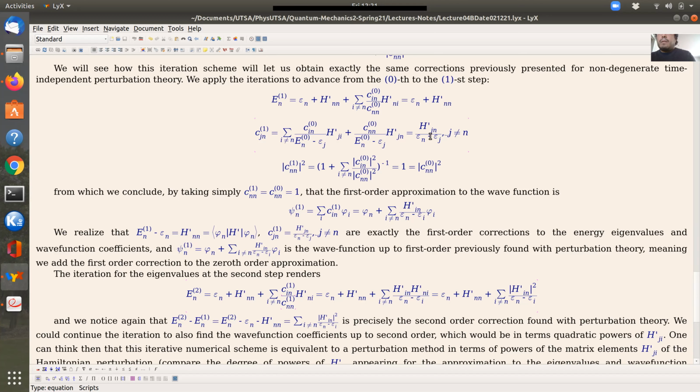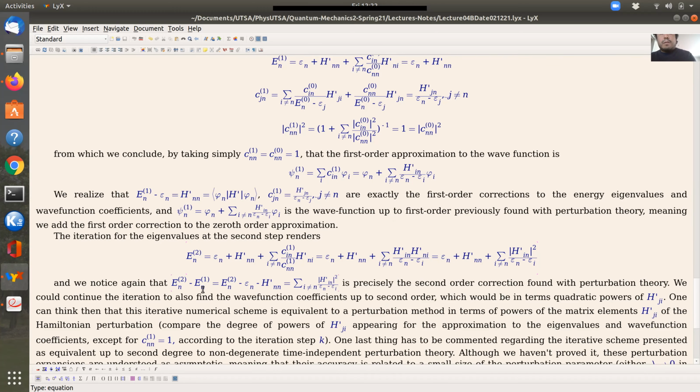So I have to plug in. c_in was h prime in divided by E_n minus E_i. And then this was multiplied by h prime ni. So this is actually interesting because one is the conjugate of the other. And so I have these two terms which haven't changed, and then I have the norm squared of this matrix element, divided by the energy difference, over all states not equal to n in non-degenerate perturbation theory.